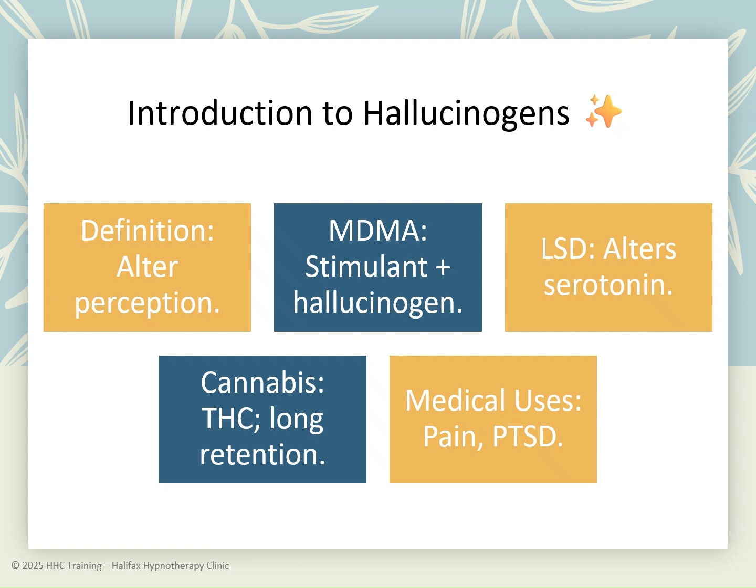LSD, or lysergic acid diethylamide. LSD is considered the prototypical hallucinogen. Its mechanism of action is that it interferes with serotonin transmission in the brain. Its primary effects are that it primarily causes visual hallucinations, making users see things that are not there.